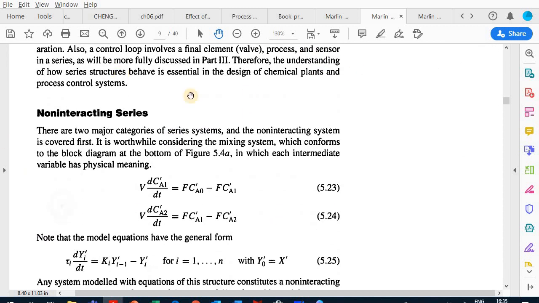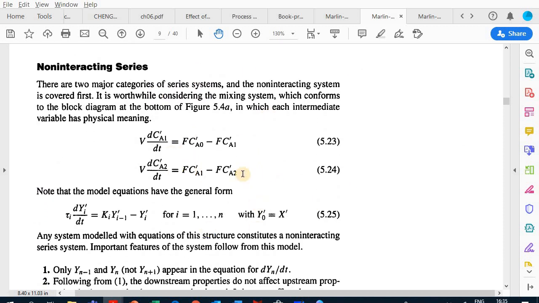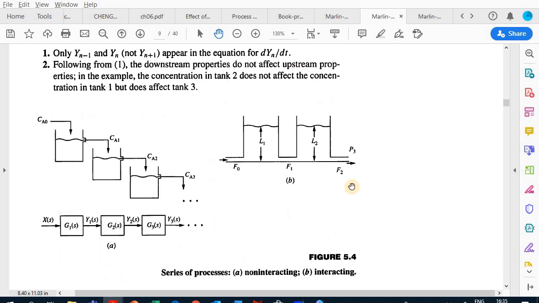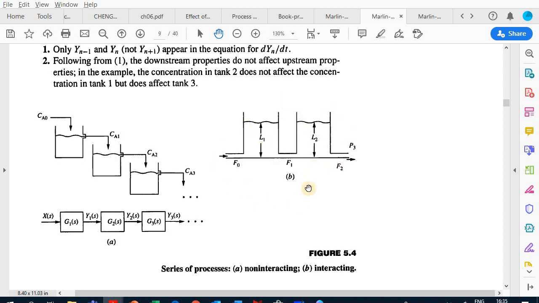Okay, great. And we also talked about non-interacting systems. If you have two tanks, each tank will affect the other tank. In this example, this is a very good example of non-interacting: the second tank is affected by the first, but the first is not affected by the second, and definitely the second is not affected by the third. In this case, I have two tanks. This is affected by this tank, and that tank is affected by this tank. So here, this head pressure will push to the right and to the left at the same time, right? This is what we are trying to talk about, the interacting.